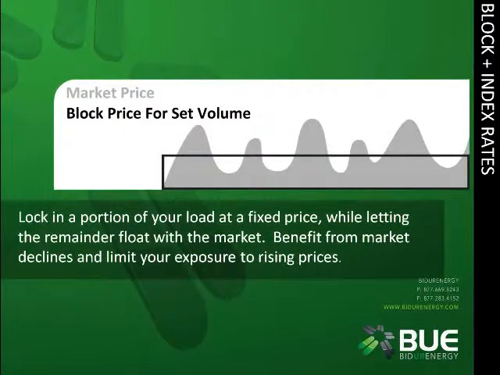This is your block rate, block and index rate, sometimes it's referred to. It's combining the features of both the fixed and the variable products. You lock in a portion of your load at a fixed price, and you let the remainder of it float with the market. And you can see on the graph here, there's an established block keeping you at a fixed price for an established amount of demand. And that's typically 1 megawatt. And this lets you pay the market rate for anything that's above and beyond that block of power.